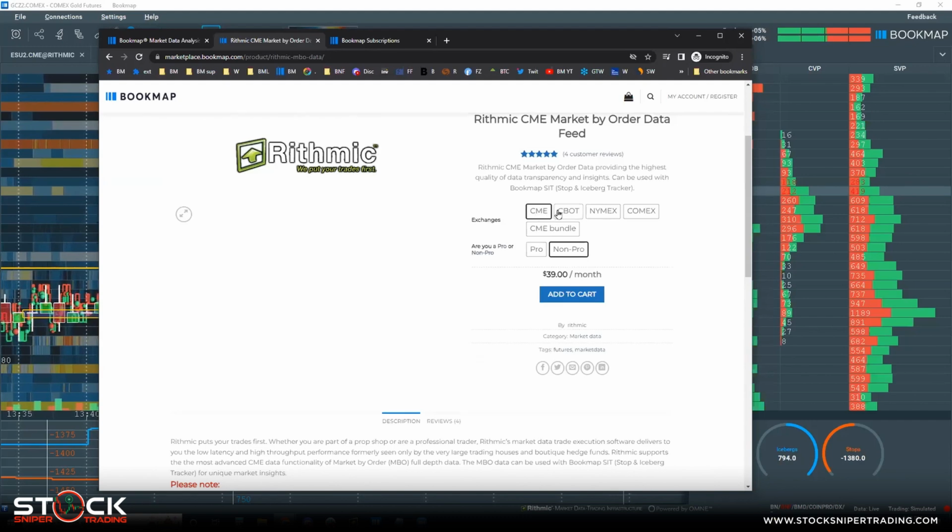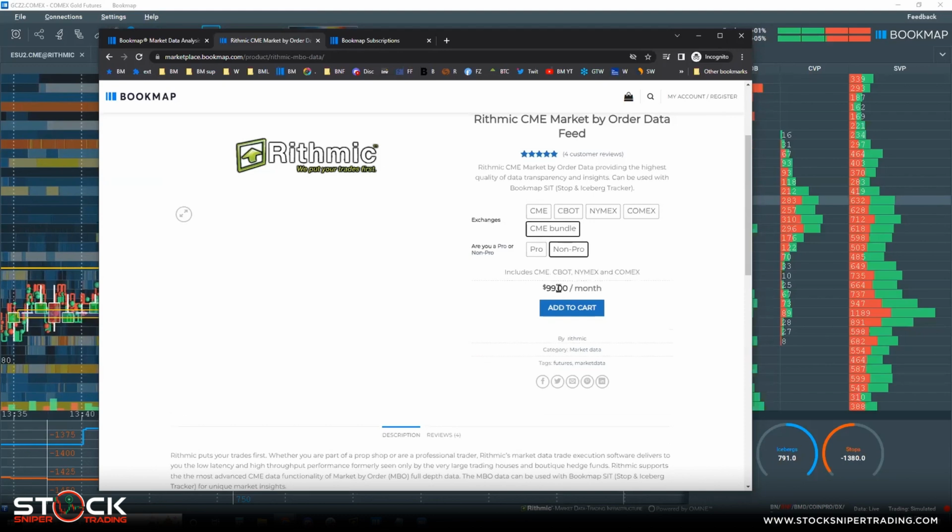But gold, no, you can't get that with a CME only. You'd have to get COMEX. If you want to look at crude, then only crude or energy, then you would be looking at NYMEX. But the best deal would be just get the CME bundle. That would include all of these indexes here, all 4 of them. And then if you click on that, you'll see it's 99 bucks a month.